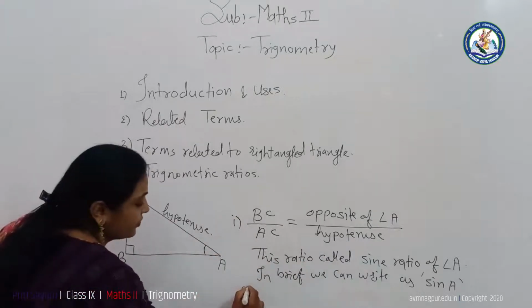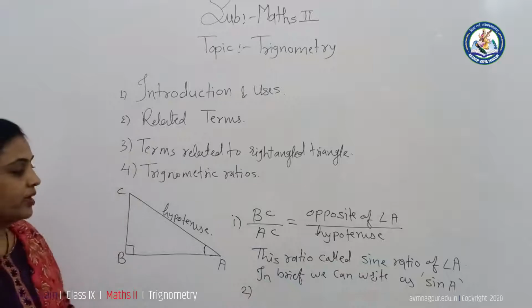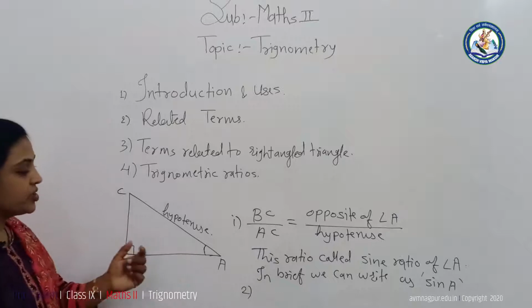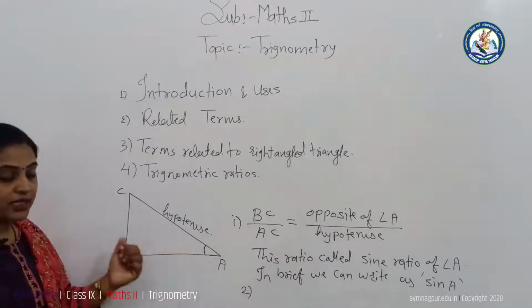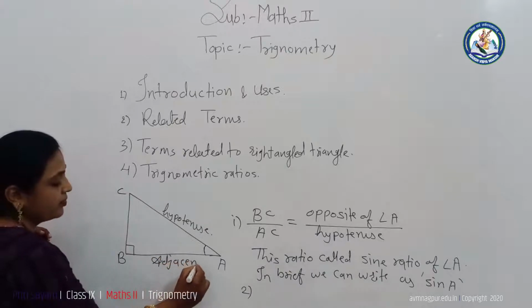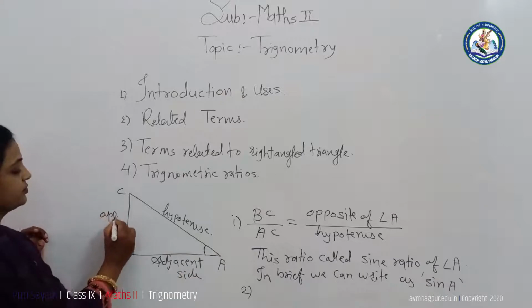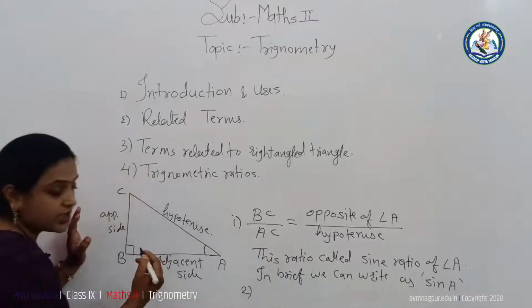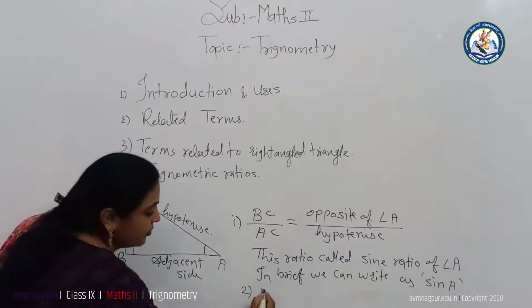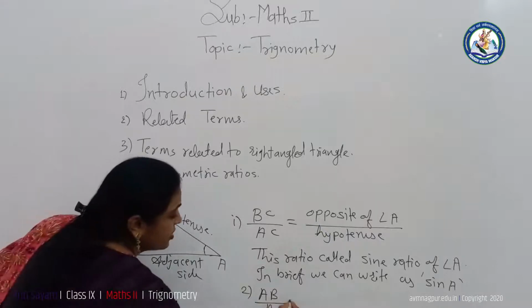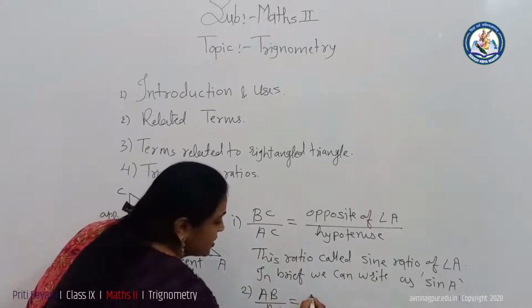Then the second ratio. Three basic ratios of trigonometry we have to study. The first ratio is sin A. The second ratio uses the adjacent side. This side is the adjacent side of angle A, as this is the opposite side. So the second ratio is the adjacent side of angle A, AB, upon the hypotenuse, AC. So AB means adjacent side.